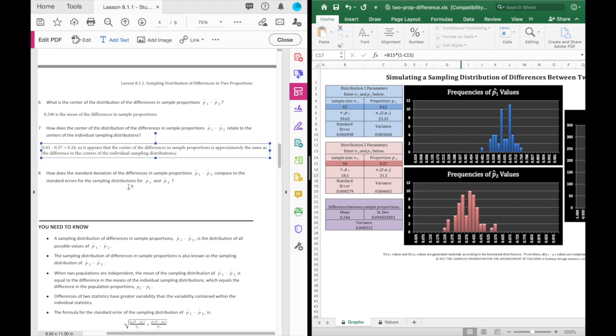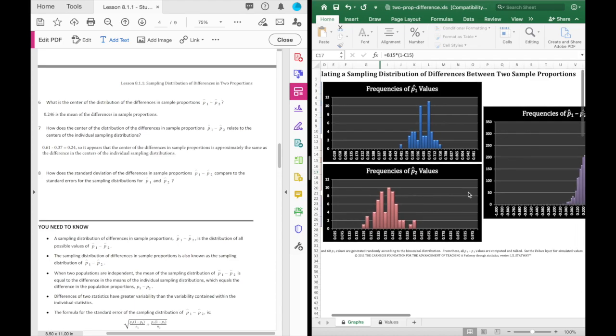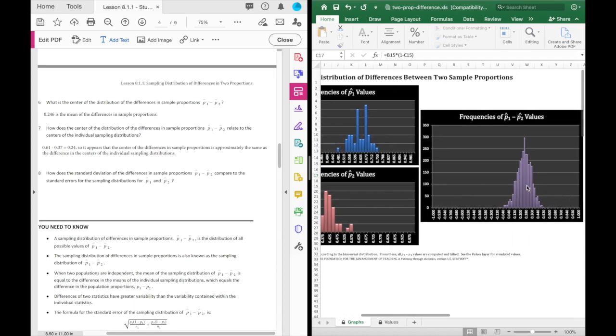Okay, so what I'm saying here in this answer is that if you look at the middle of this guy, which is 0.61, and you look at the middle of this guy, which is 0.37, and you subtract them, you get about the same thing as the middle of this guy, which is right around 0.24.